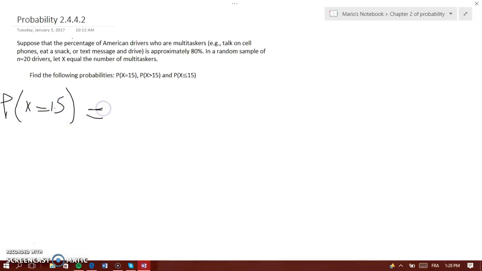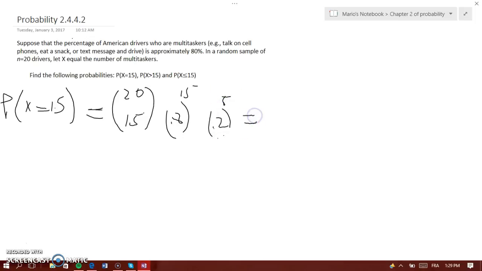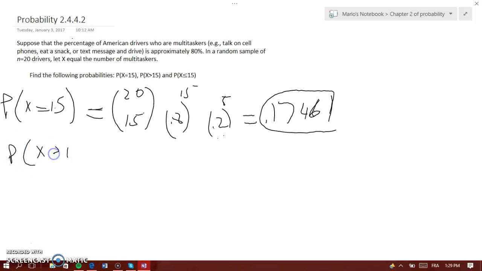We know that in a binomial distribution we have n choose x, so n is 20, x is 15, times p, which is 0.8, to the power of x, which is 15, times 1 minus p, which is 0.2, to the power of n minus x, 20 minus 15, which is 5. And that would equal 0.1746.